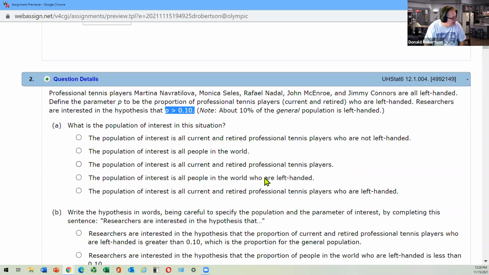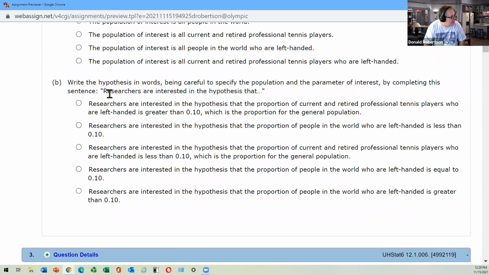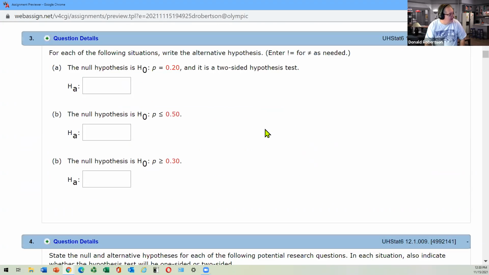Now, what's the population of interest? Wouldn't it be all the ones up there? Write the hypothesis in words, being careful to specify. So what we're trying to do here, our researchers are interested in the hypothesis that the proportion of current and retired professional tennis players who are left-handed is greater than that number. Okay, that's basically the sentence. So we're not calling it H, not an HA, but essentially that's the alternate, HA. Here are some better ones.